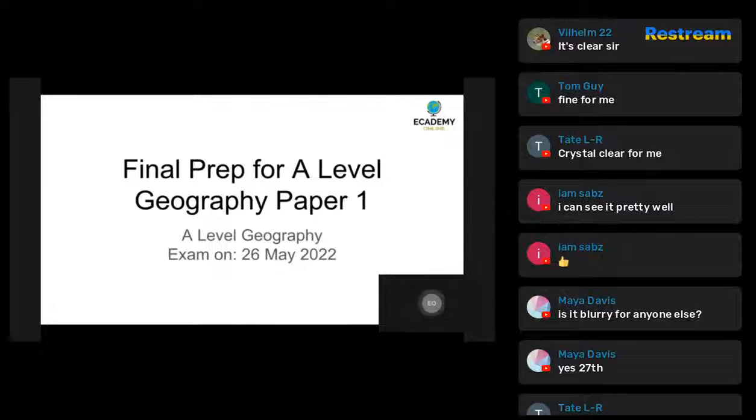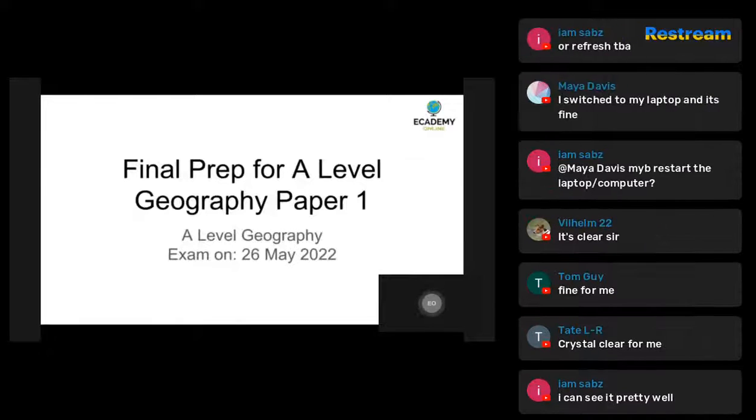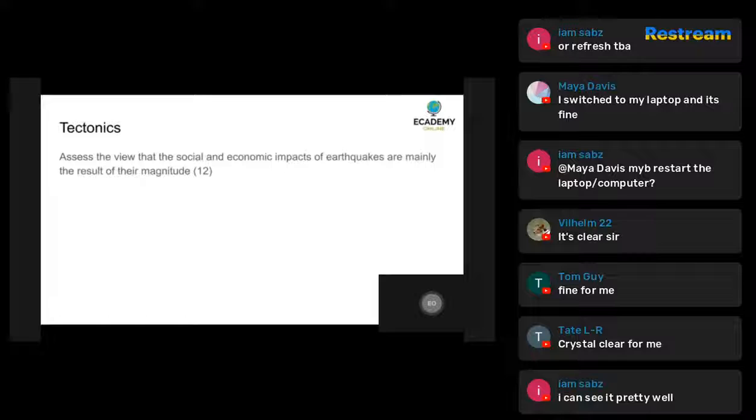So, paper 1, physical geography. For most of you, I've already talked to you about what will come up in tomorrow's paper. So I shared these questions with you yesterday, and the first question I came up with was: assess the view that social and economic impacts of earthquakes are mainly the result of their magnitude.